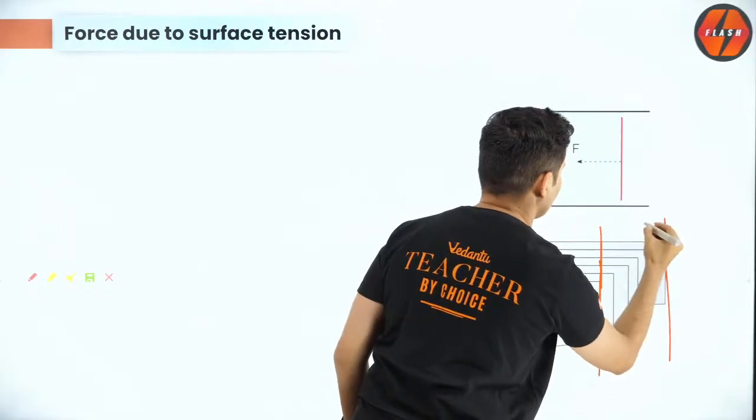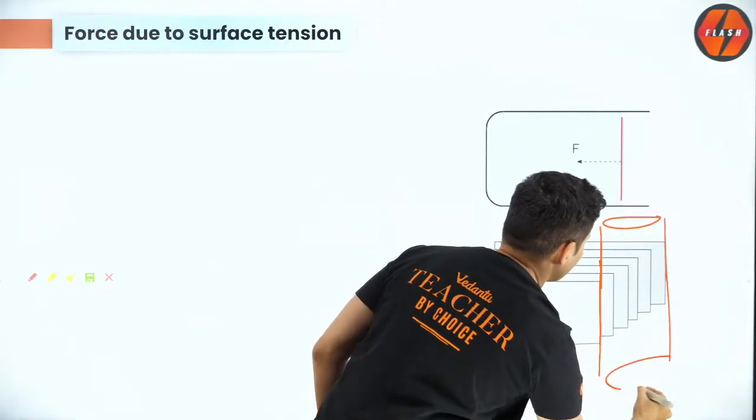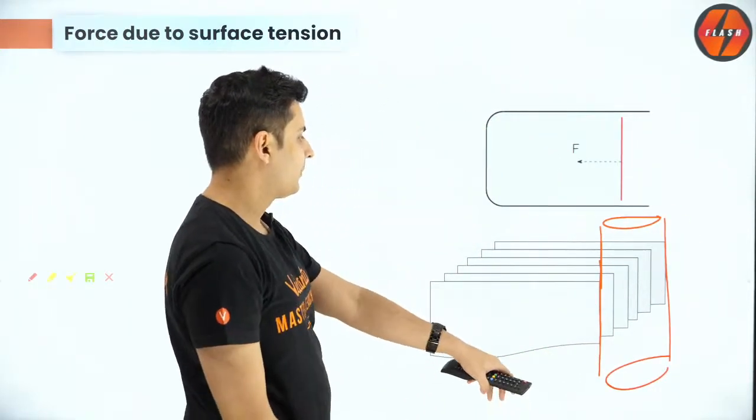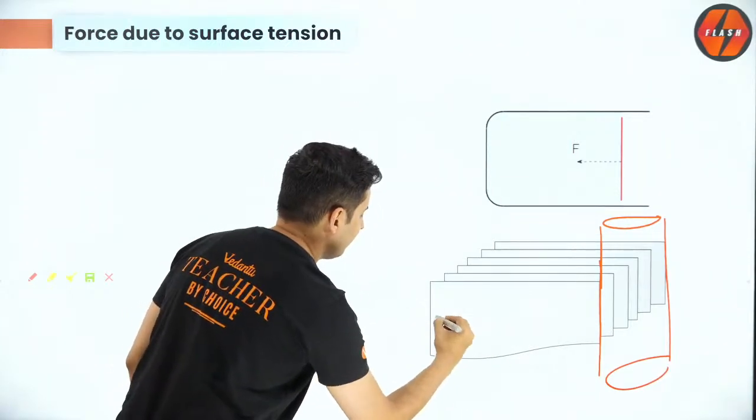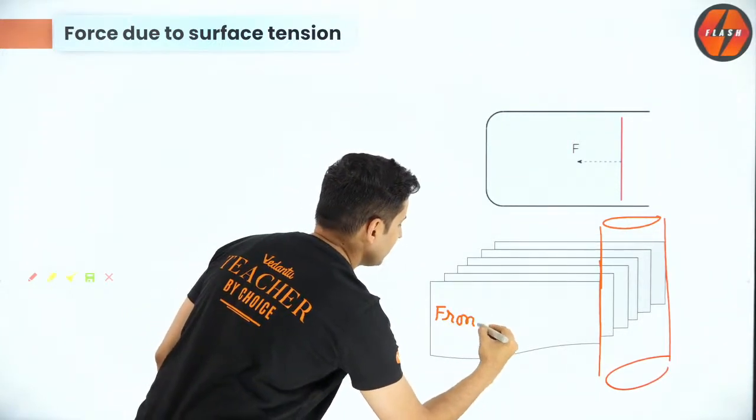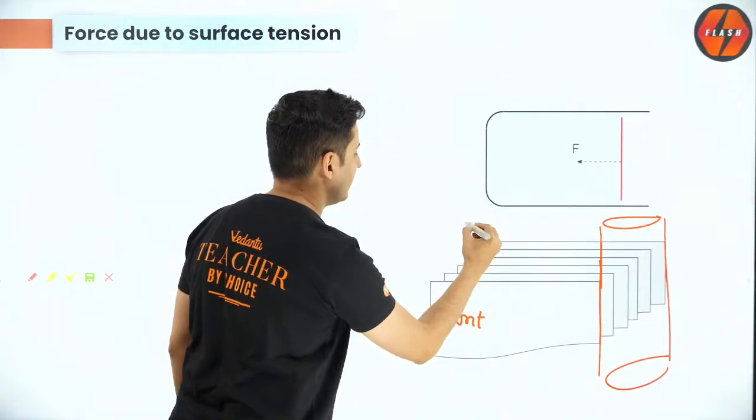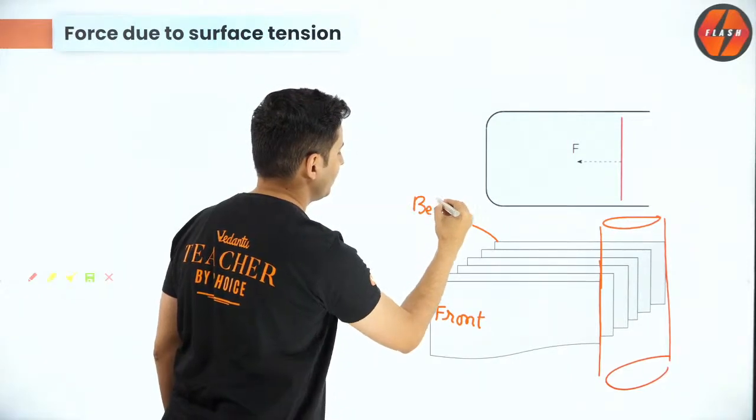Okay, so the rod goes like that, guys. This is that rod. Visualize it that way. So this is the layer which is in front. This is that layer which is in front. This is that layer which is behind you.